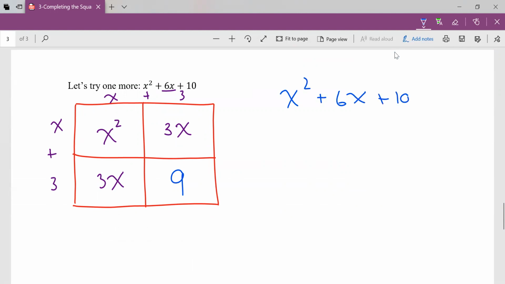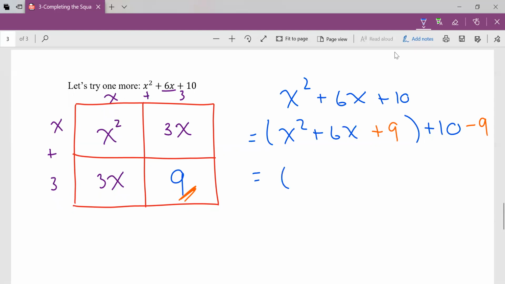I've got a 10. So to rectify that, I'm going to switch pen colors here. Let's go to bright orange. I'm going to add in a 9 here to get this 9. But to balance it, then I have to subtract 9 so that I haven't changed the value. I've just changed how it looks. So what do we have? Now we've got our perfect square, x plus 3 squared plus 1. And now we're in vertex form.